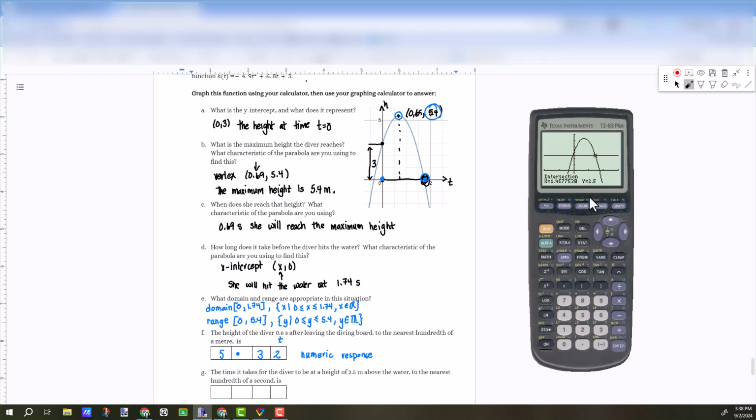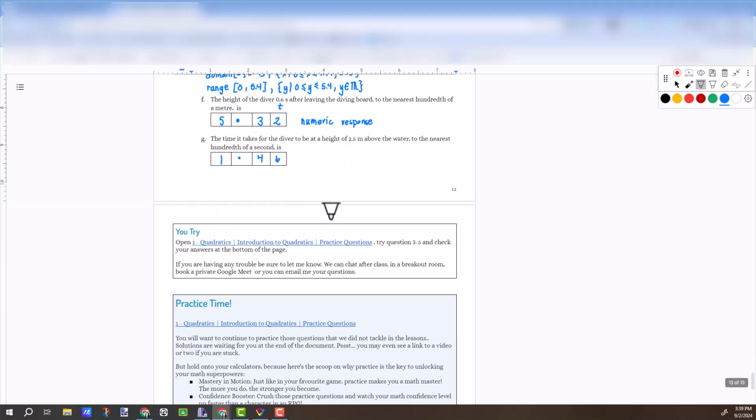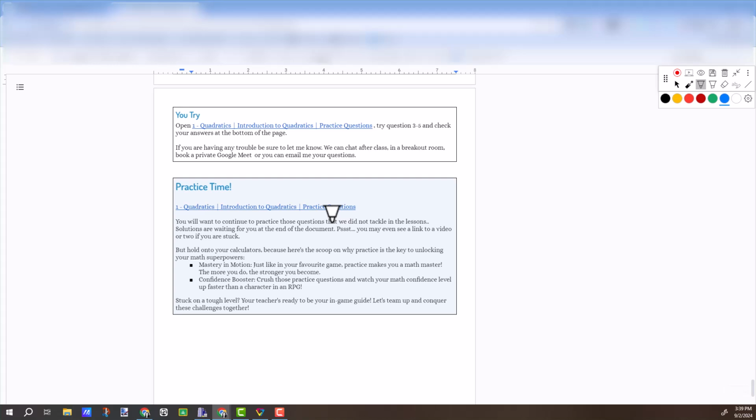When y is 2.5 meters, the time is 1.4577 seconds. And so in this one, to the nearest hundredth, we're going to say 1.46 seconds. Perfect. And again, that would be like a numeric response question.